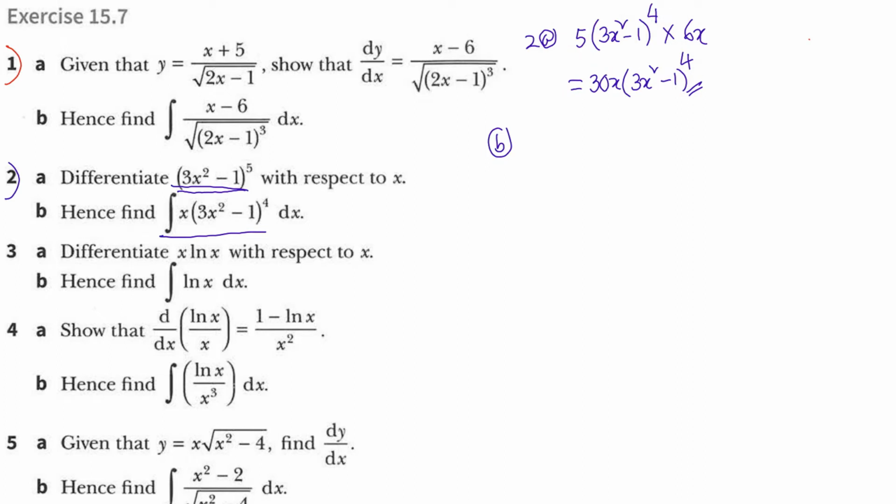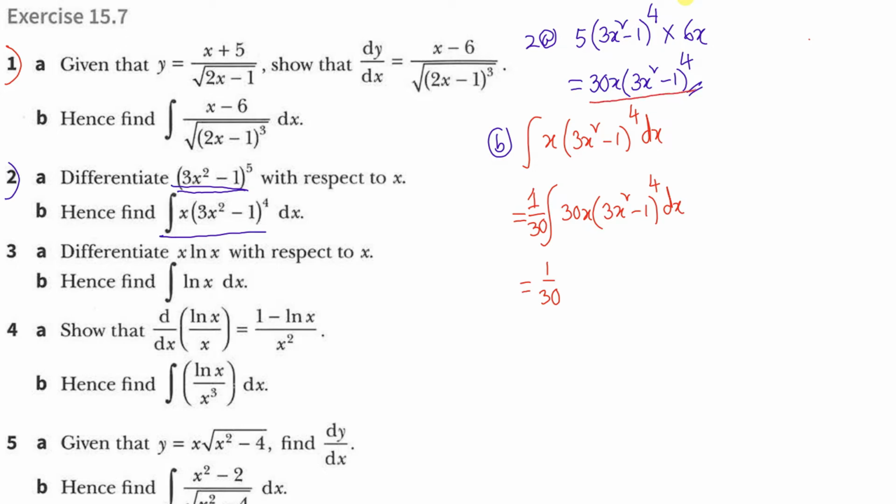I'm going to use a different color here. It is written here x(3x² minus 1)^4 dx. Almost everything is the same, except the 30. So we can insert 30 inside while keeping a 1/30 outside, because if we multiply 1/30 into 30, the expression would be the same. So now we can write the expression like 1/30 into the differentiation.